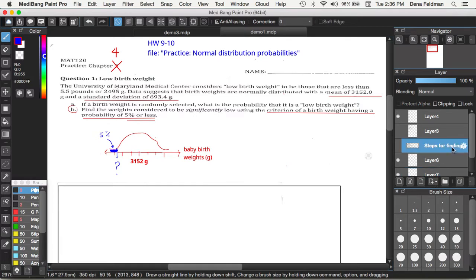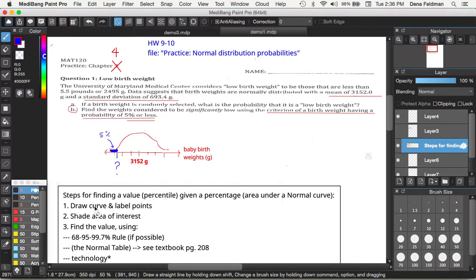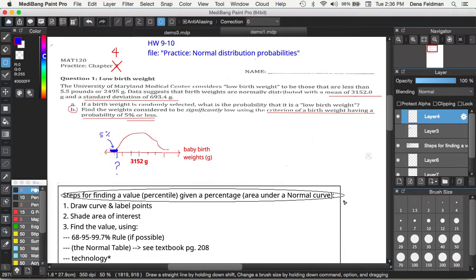So, here are the steps. Here are the steps for finding a value, a percentile, if you will. You can call it a percentile. Here are the steps for finding a number, like this question mark, given a percentage, given this percentage here. What is the value, the birth weight associated with getting a 5% chance or less of having that baby? The percentages, probabilities are areas under the normal curve. Great. This is what we're going to be able to do, is figure out that birth weight.